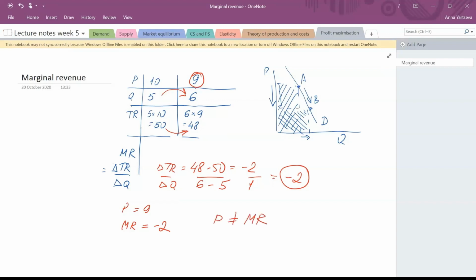And in the majority of situations, price will be greater than marginal revenue. So please remember that marginal revenue, the additional revenue which you earn from selling your products, is not equal to price. It will be lower than price.